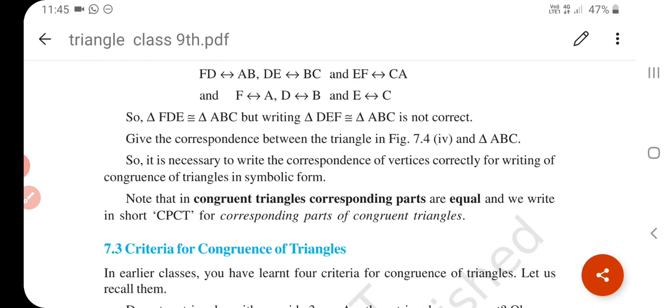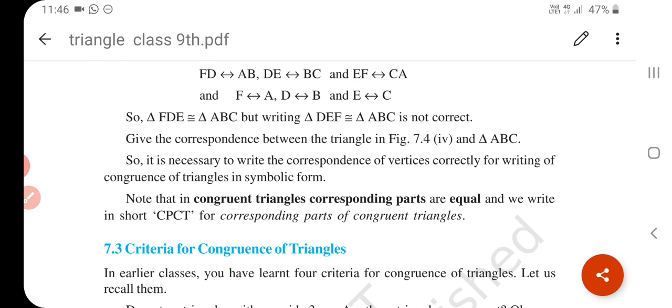Okay, now what is congruent? Two triangles are called congruent if and only if they have exactly the same shape and the same size. In a triangle there are 6 elements, which means 3 sides and 3 angles. So whenever you want to find whether two triangles are congruent or not, you have to look at these 6 elements.